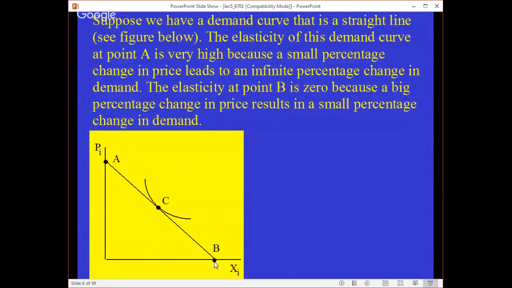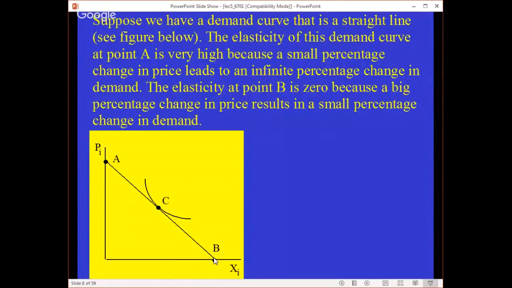So that's because at A, a small change in price results in a small change in demand, and B is high because a small change in price leads to an infinite percentage change in demand. And then up here at A, it's almost essentially zero.